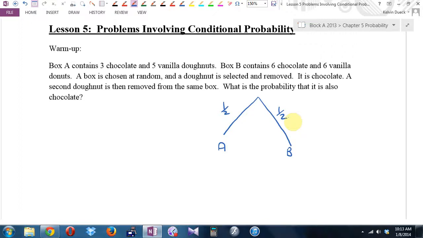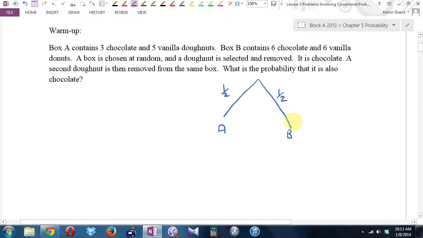Let's see if we can finish box A. So when we get to box A, what are the possibilities? Chocolate, vanilla. Let's call it chocolate 1, vanilla 1. First donut. How many chocolate donuts are there in box A? 3 out of? How many vanilla donuts are there in box A? 5 out of 8.